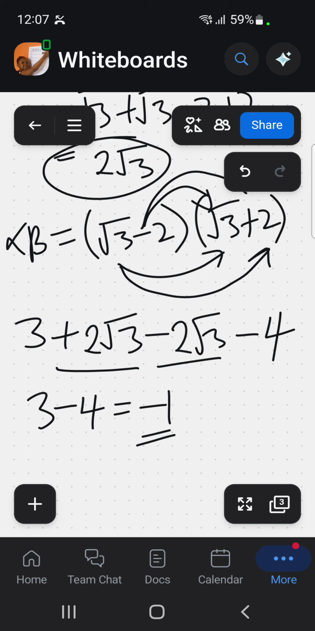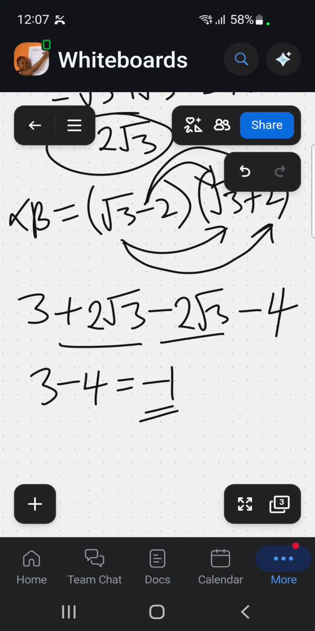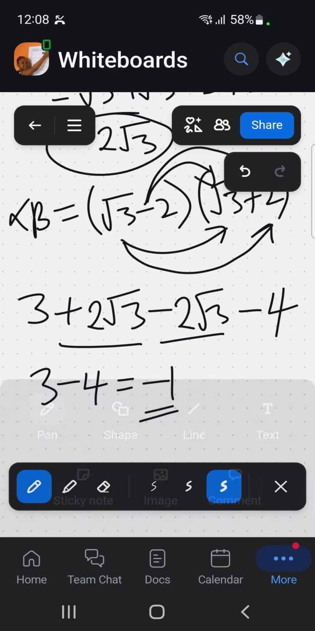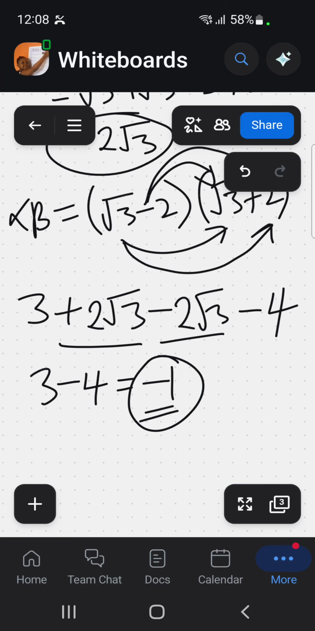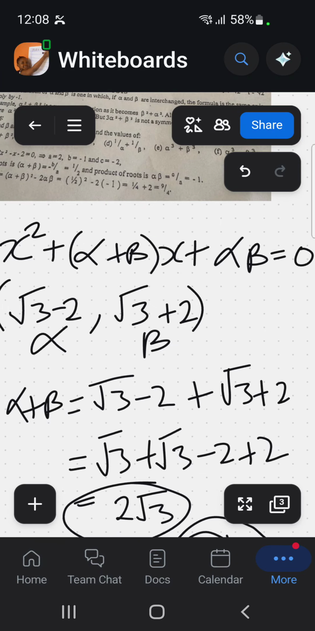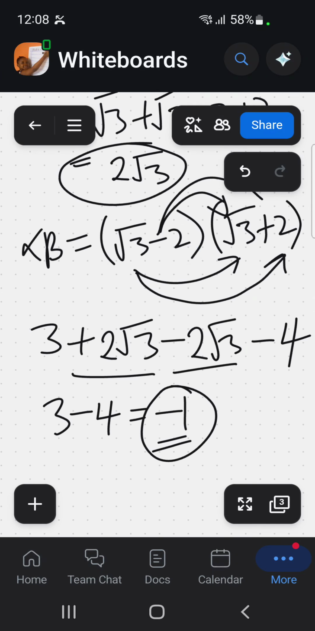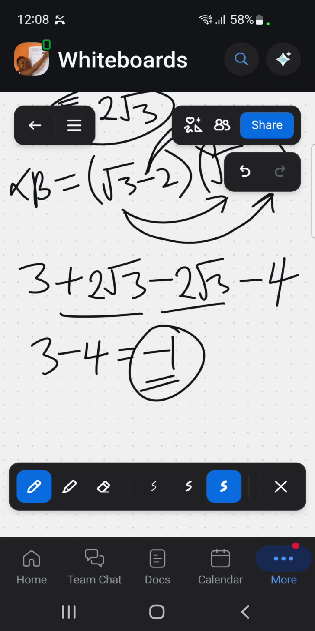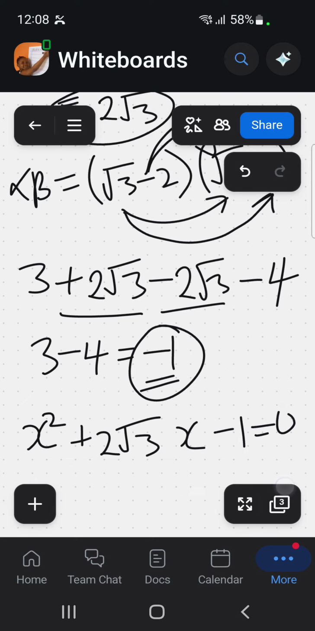Now that I know the sum and product of roots, all we need to do is put them back into the original equation, this equation up there. So let's put everything back into it. We'll be having x squared, the sum we got, plus 2 root 3, then x, then the product we have, negative 1, equal to 0. That is our answer.